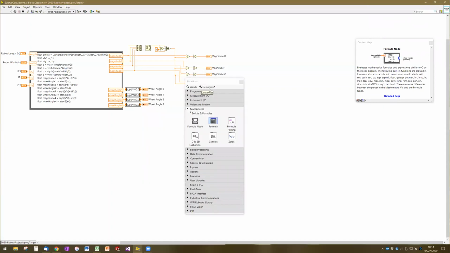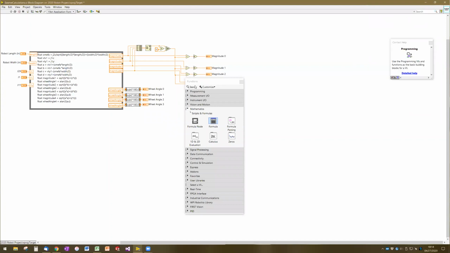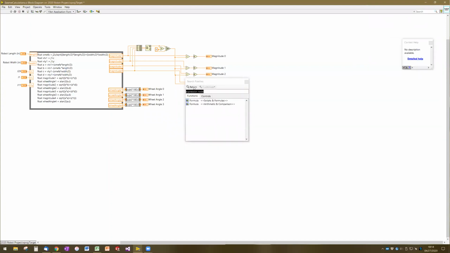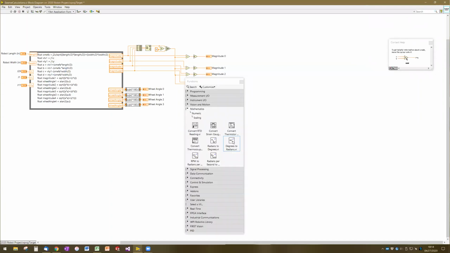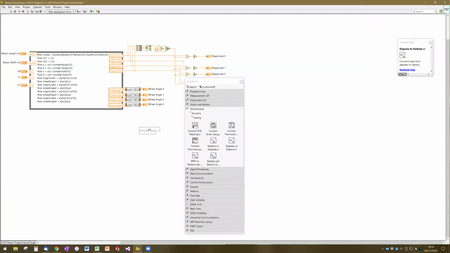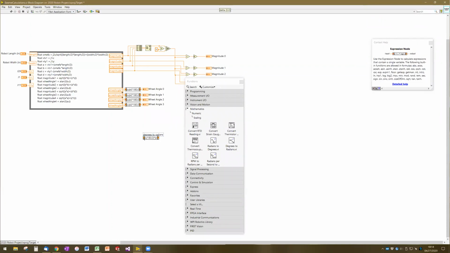Okay, the way that I usually find the expression node block is I search for, I kid you not, degrees to radians. And if you drop this block on the screen, even though it looks like a square, you get an editable expression node. You can just type in whatever you want to it. I'm not actually sure what palette the expression node is hanging out in. I'll try and find that next time I'm looking around.